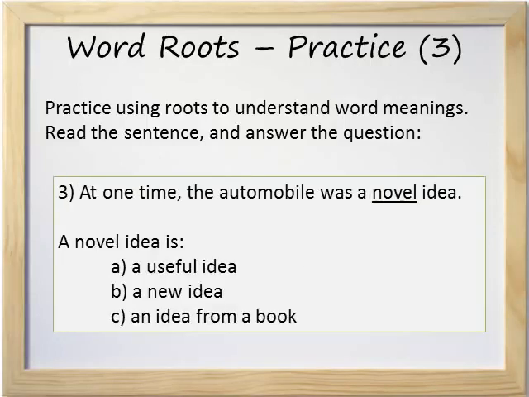Number 3, at one time the automobile was a novel idea. A novel idea is A, a useful idea, B, a new idea, or C, an idea from a book. To answer this question, we need to remember the root nov, N-O-V. The answer is B, a new idea, because nov means new.